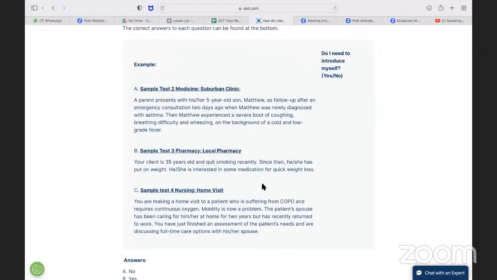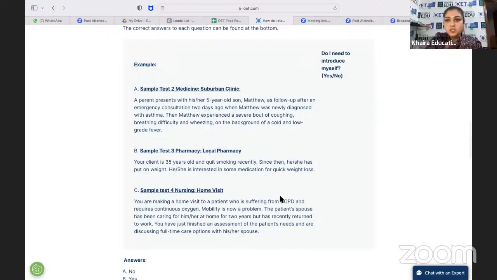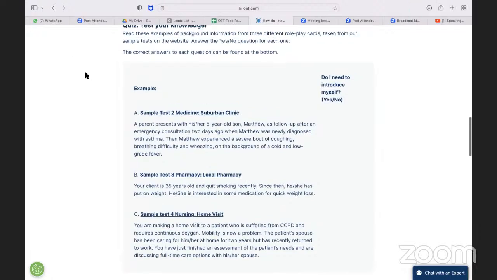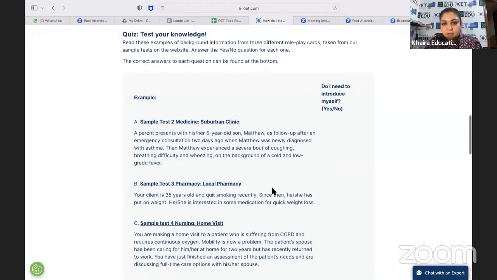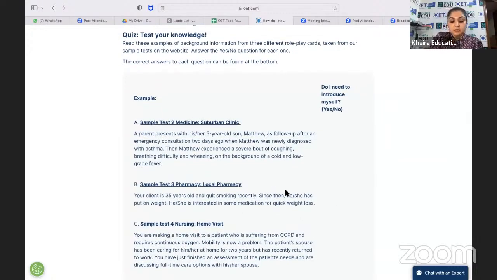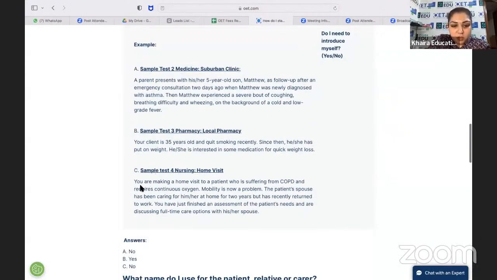Yes, of course, because there is no indication. Yes, I agree with all of you. There is no indication in the background that you have met the patient before, or that this is not the beginning of a consultation. Then let's see the third one.